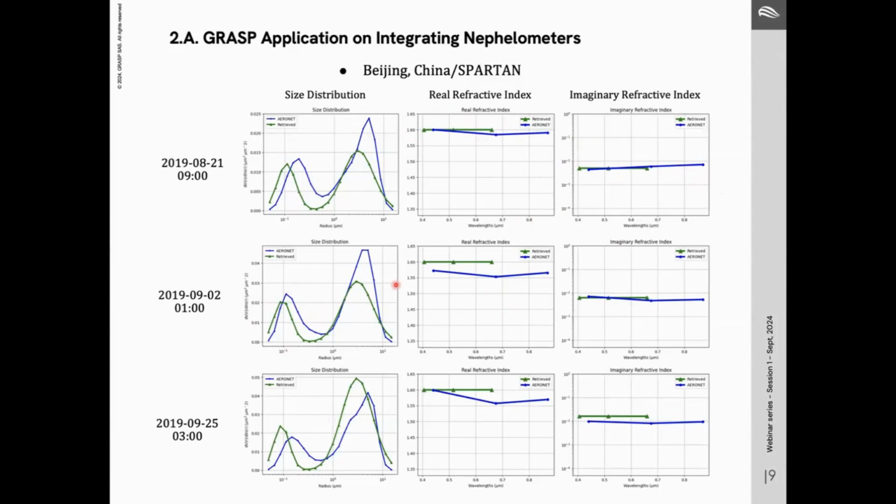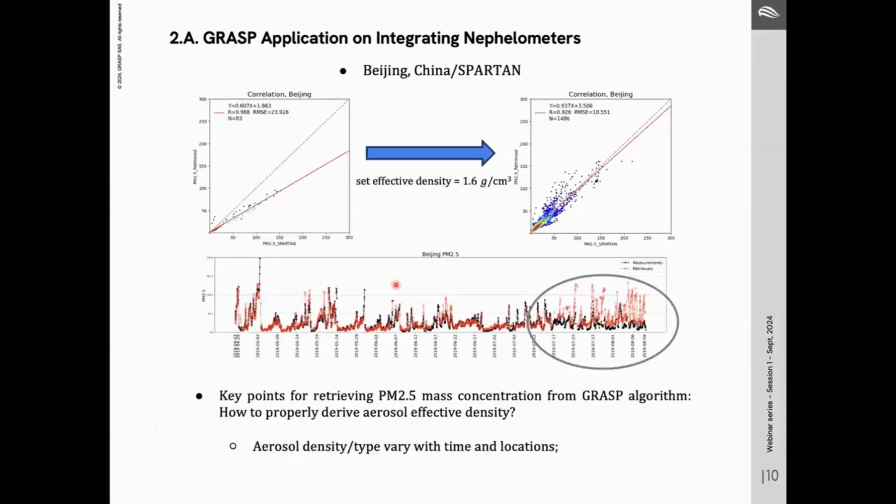So from the tests above, no matter whether it's the simulation test or the real measurement test, we can see that in general, we can obtain very reasonable aerosol retrievals from the integrated nephelometer data, including the size distribution. So theoretically, if we integrate the size distribution up to the diameter of 2.5, then we can estimate the volume of PM2.5. And once the volume is calculated, the only remaining factor needed to determine the mass concentration is the aerosol density. For our initial attempt, I took some nephelometer data over Beijing from the SPARTAN network.